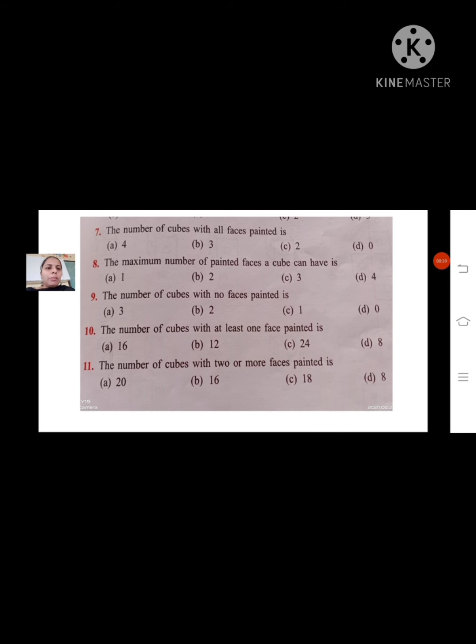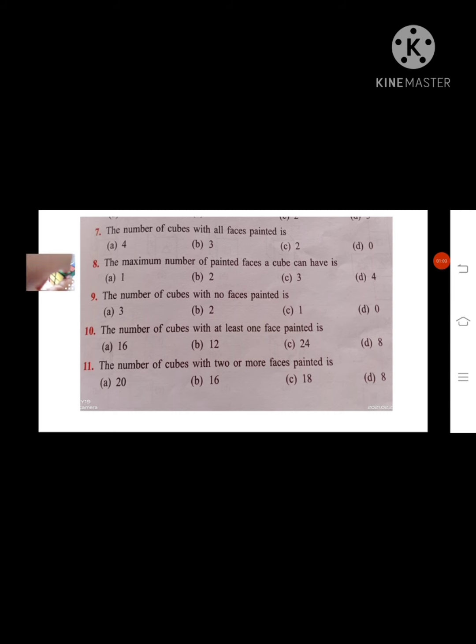The maximum number of painted faces a cube can have is, we have already seen that. So in total these three sides, or these three faces, we can see. So the answer will be 3. Maximum number of painted faces, 1, 2 and 3.